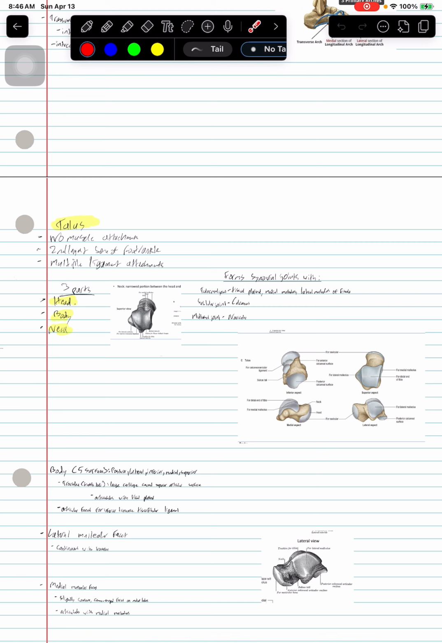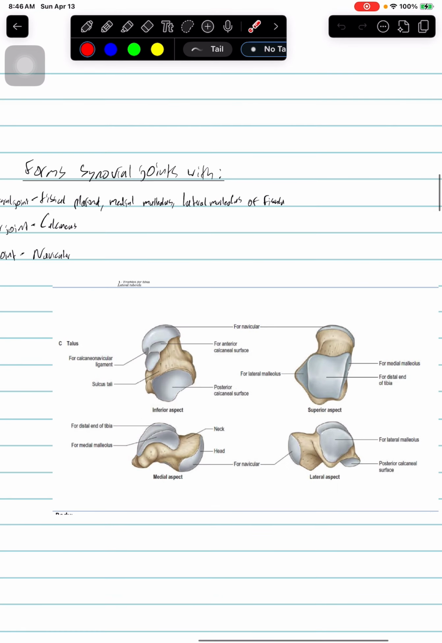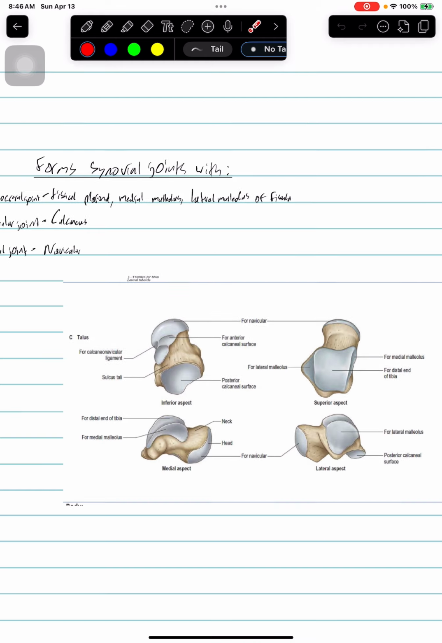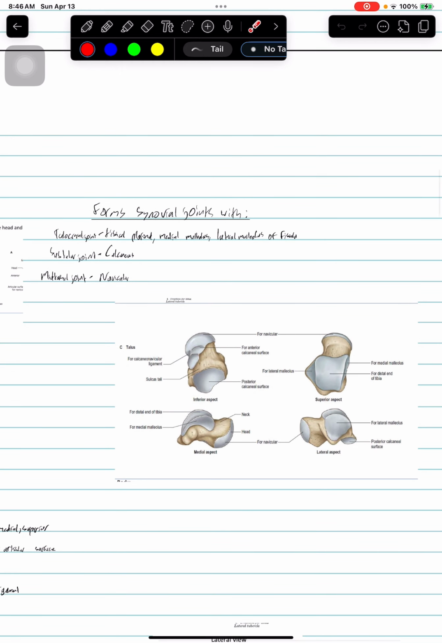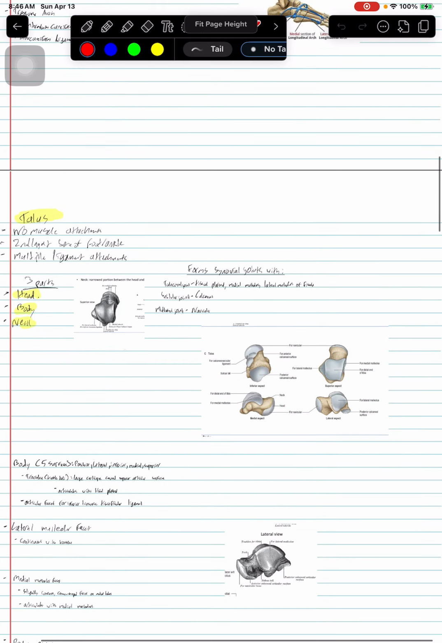So the head of the talus, this is the inferior view. So your head of the talus, this is the medial view. The head of the talus is going to be on this side anteriorly. So you have your head, your body, which is like the whole thing, and the neck.